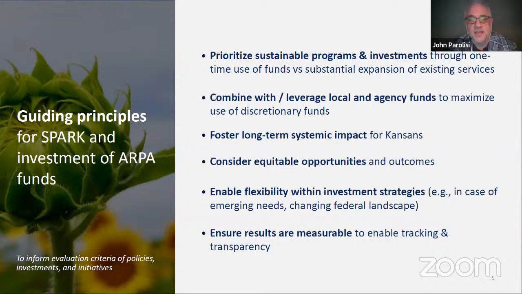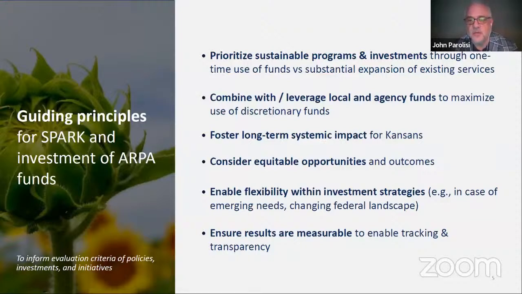The third one is fostering long-term systemic impact for Kansans. How it's been described to me is, I want to be able to be standing 10 years from now, looking back at the things that we prioritized and saying that they were catalytically important for putting Kansas on a path to a better future. Considering equitable opportunities and outcomes obviously is critical, and that links into the allowability rules that have come from Treasury, from federal, around how these funds are used.